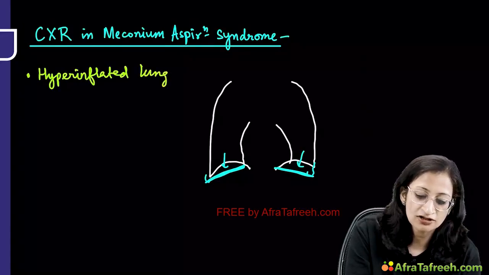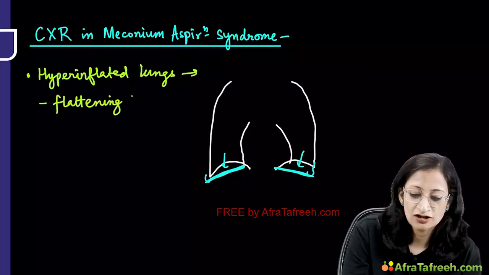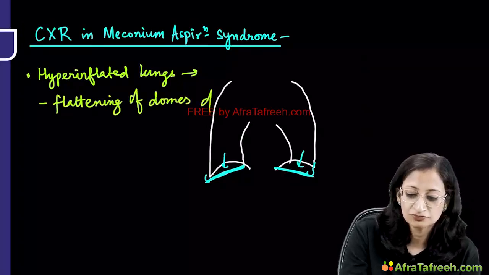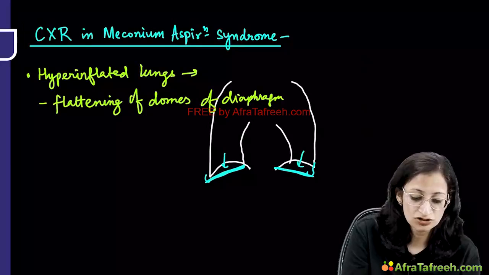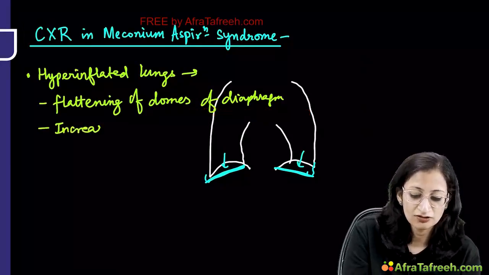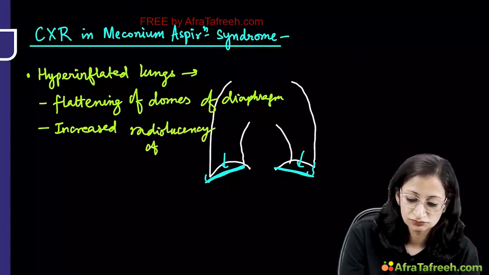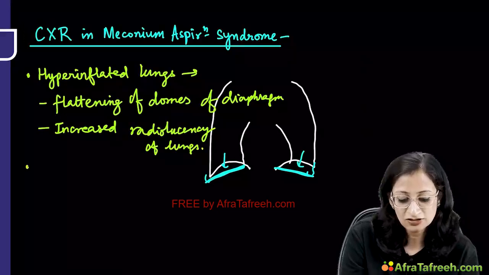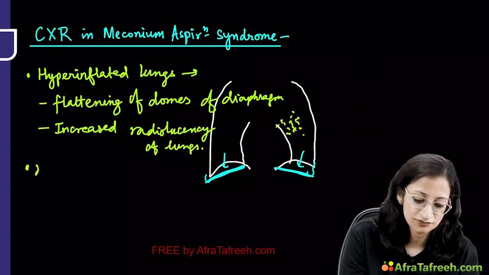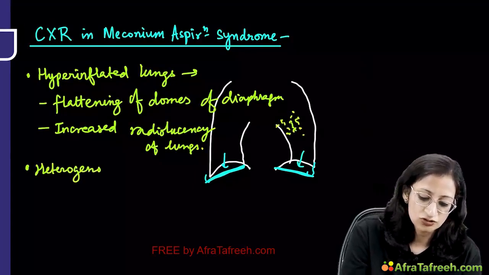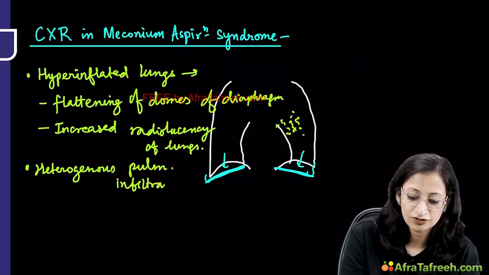And how will you identify hyperinflation? So one is, there will be flattening of domes of diaphragm, and increased radiolucency of the lungs. So lungs will appear more black. Increased radiolucency of lungs. So hyperinflated lungs will be there. What else? We said there can be chemical pneumonitis. So there can be heterogeneous pulmonary infiltrates because of the chemical pneumonitis part, right?